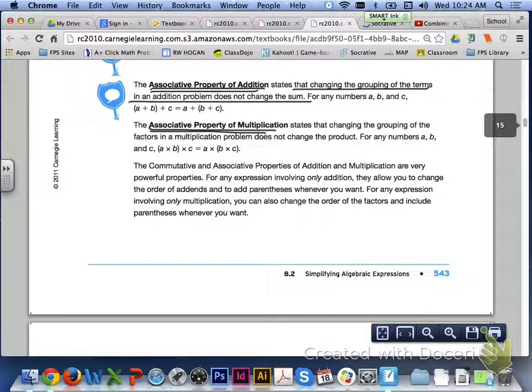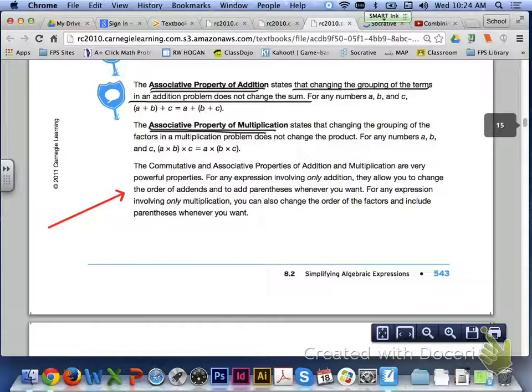The associative property of multiplication states that changing the grouping of the factors in a multiplication problem does not change the product. For any numbers a, b, and c, the quantity of a times b times c is equal to a times the quantity of b times c.